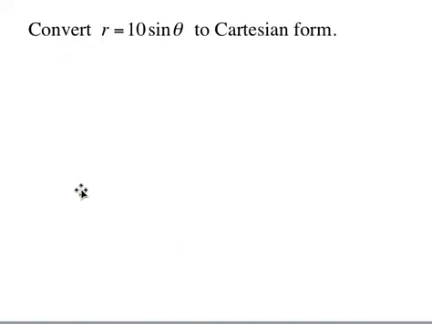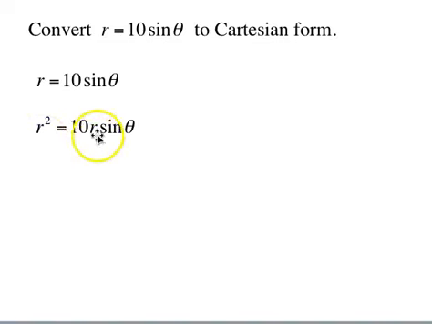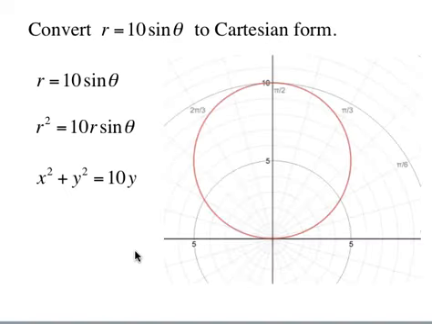Our next question is to convert r equals 10 sine theta to Cartesian form. Well, we don't really have anything that looks obvious here, but if we decide to multiply both sides by r, then it becomes easy. Multiplying by r, we get r squared is 10 r sine theta. R squared is x squared plus y squared. R sine theta is just y. So our equation becomes x squared plus y squared equals 10y. To see that graph, r equals 10 sine theta, or x squared plus y squared equals 10y, it is a circle that looks like this.